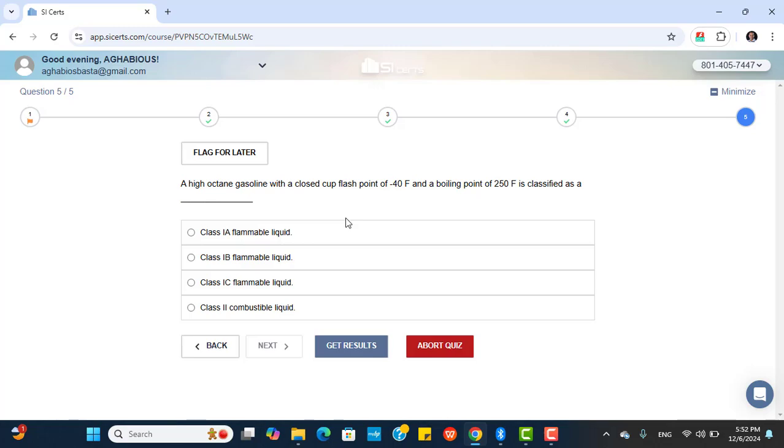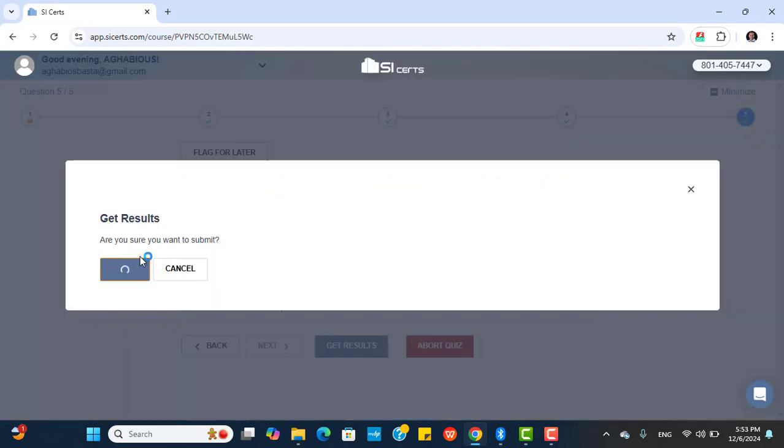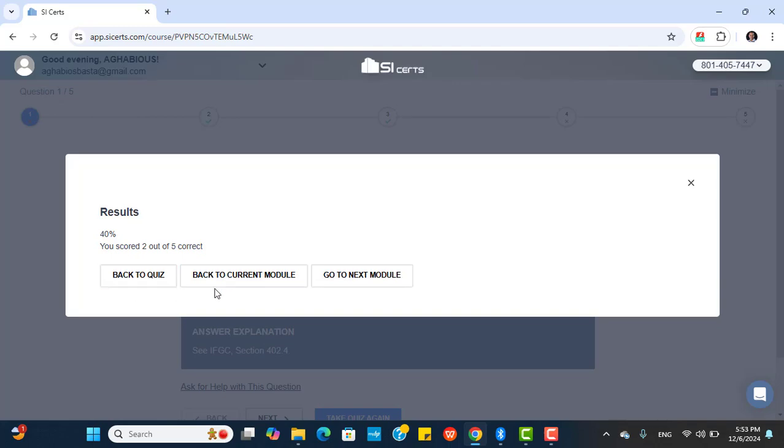A high octane gasoline with a closed cup flash point of 40 Fahrenheit and a boiling point of 250 is classified as: Class IB flammable liquid, Class IA, Class IC. Octane gasoline, it's a liquid. Okay, I don't know. See the result and we'll correct anything. We'll submit with the flagged ones that we don't know.